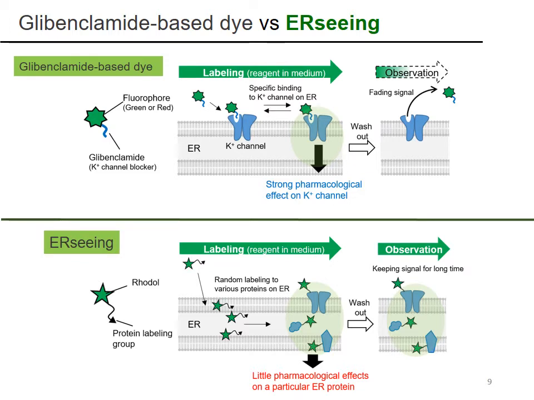On the other hand, ER-seeing has high ER selectivity, high retentivity, and little toxicity. ER-seeing labels ER proteins which are located on ER membranes and ER interior. ER-seeing exhibits little pharmacological effect on ER functions, and fluorescence can be observed even after medium change.